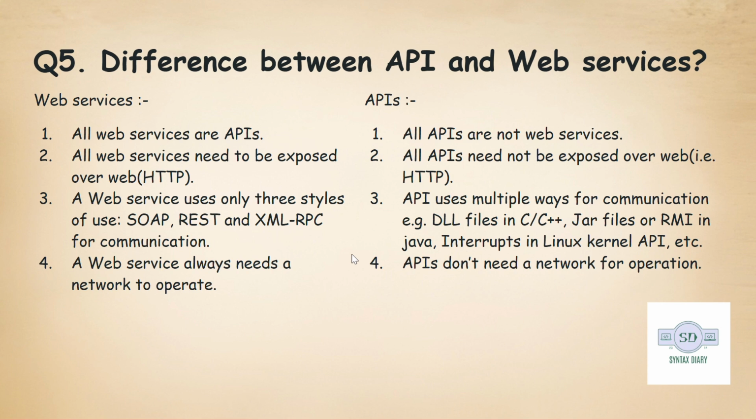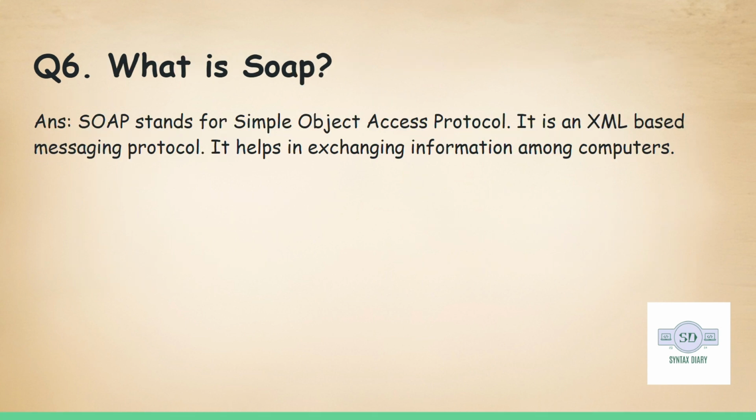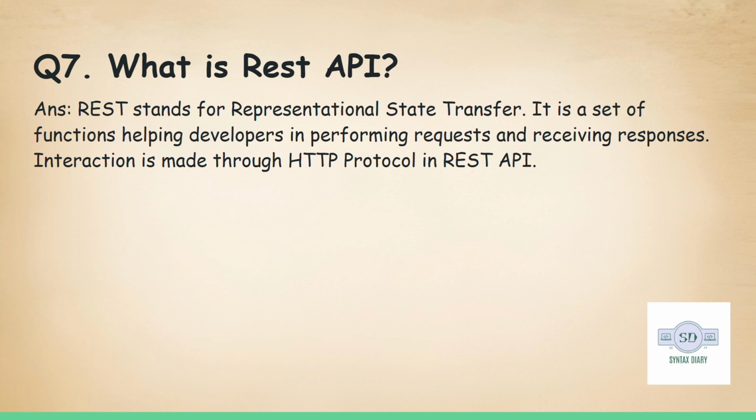Now let's move to the next question. What is SOAP? SOAP stands for Simple Object Access Protocol. It is an XML-based messaging protocol. It helps in exchanging information among computers. Now let's move to the next question. What is REST API? REST stands for Representational State Transfer. It is a set of functions helping developers in performing requests and receiving responses. Interaction is made through HTTP protocol in REST API.